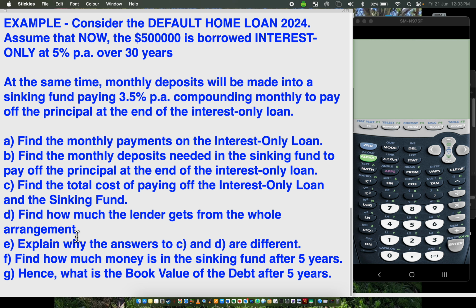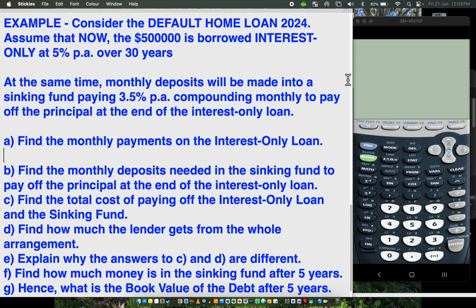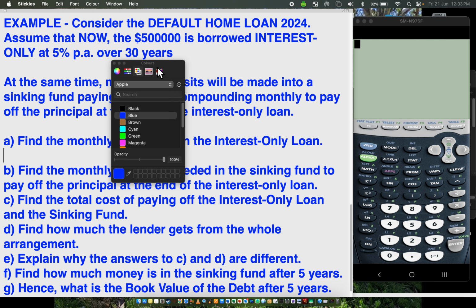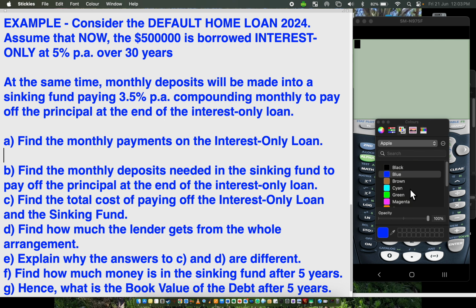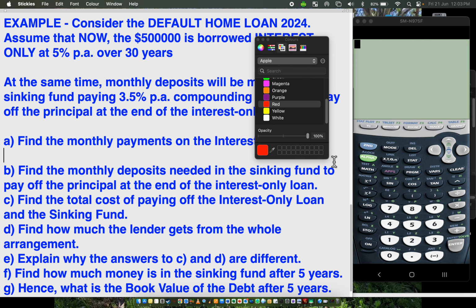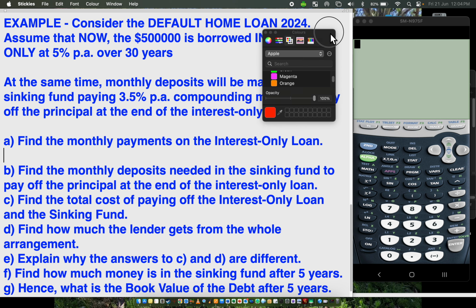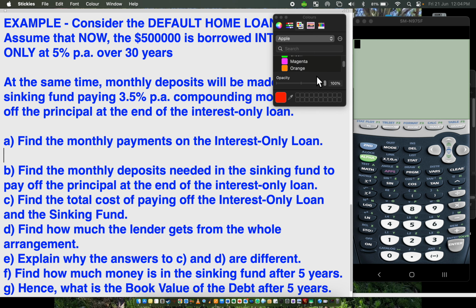What I might do here, because the question parts, there's so many of them, and it's going to be hard to see it off the screen, is I'll answer in red underneath each, so it's a little easier to see. Find the monthly payments on the interest-only loan.